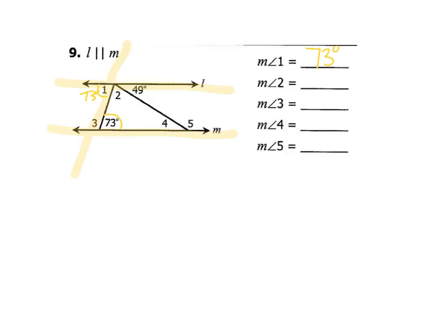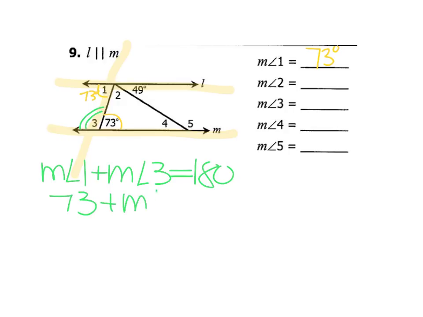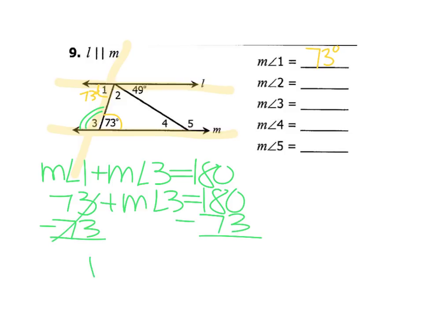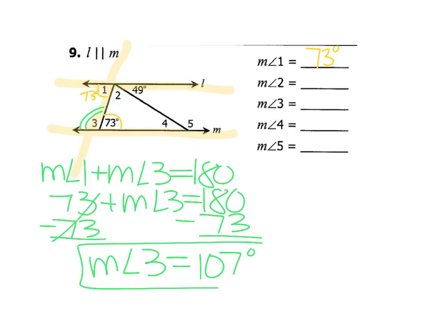All right, now we know that angle 1 and angle 3 are consecutive interior angles, therefore they are supplementary. So we know that the measure of angle 1 plus the measure of angle 3 has to equal 180. And we know that the measure of angle 1 is 73, so we can solve for the measure of angle 3. Subtract 73 from both sides. These will cancel out, and we get that the measure of angle 3 equals 107. All right, so the measure of angle 3 is 107 degrees.